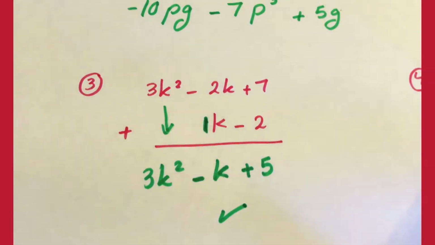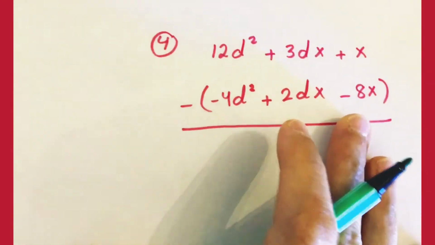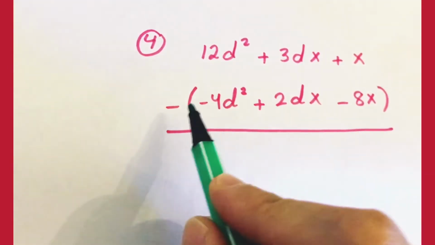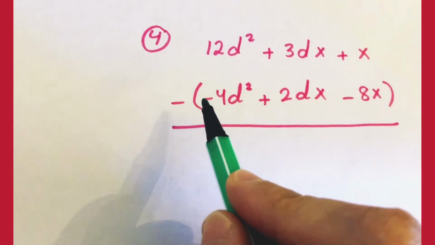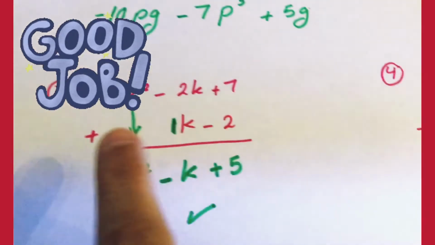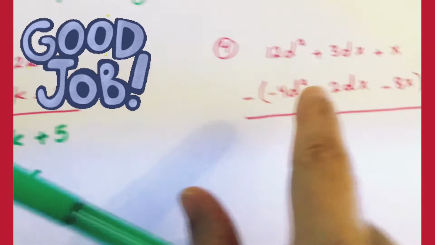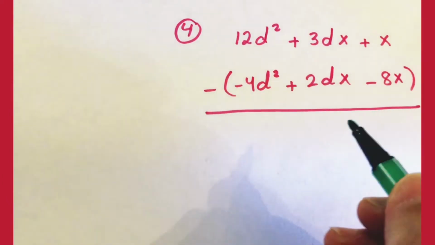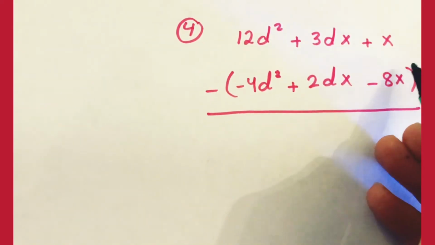Okay, let's see another kind. Here also vertical, but here we have minus. What is the difference between minus and plus? Plus we are going to keep the same signs. Here we didn't change any sign, but here I'm going to change all the signs, then I'm going to start solving. How? I will take this one first.